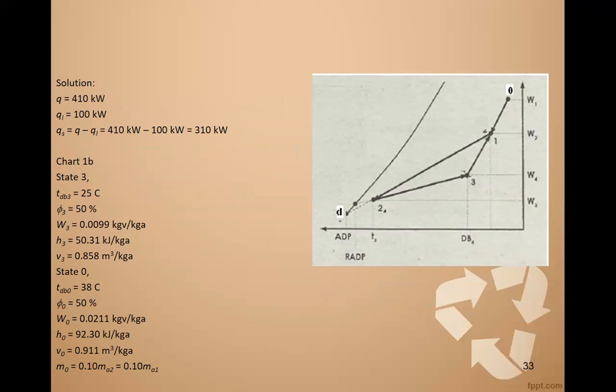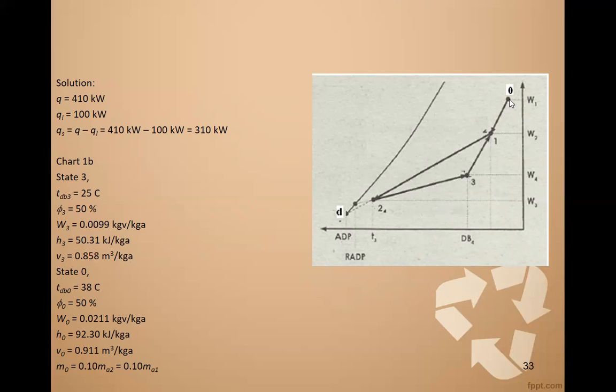From the psychrometric chart, chart 1B, which I gave you, at normal temperature and pressure, state 3, the room, is 25 C, phi 3 is equal to 50%, W3 is 0.0099 kilogram vapor per kilogram dry air, and h3 is 50.31 kJ per kilogram, v3 is equal to 0.85 cubic meter per kilogram dry air.